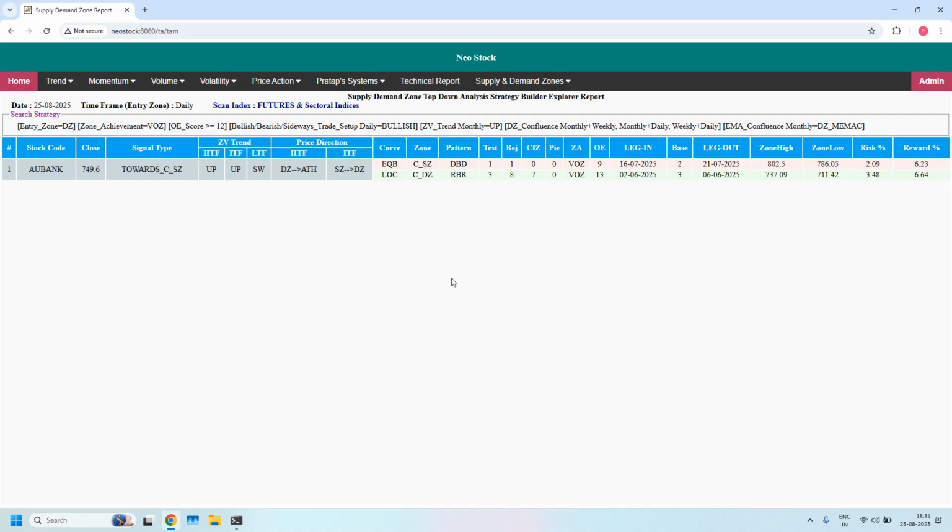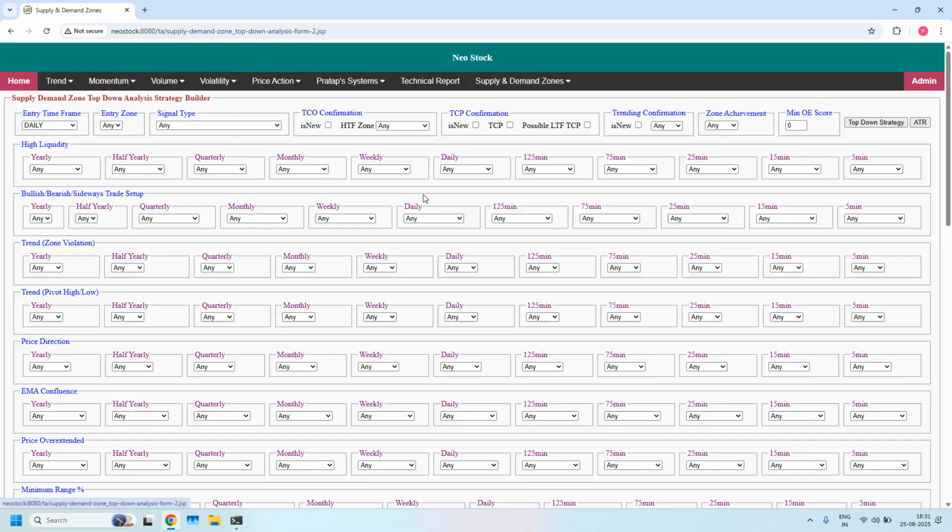Okay, next let us look into LTF, ITF and HTF demand zone confluence supported stocks. That is what this particular report shows. So this is bullish trade setup for monthly income trade. Next we will look into bearish trade setup for monthly income trade. Entry time frame, daily, entry zone, supply zone.